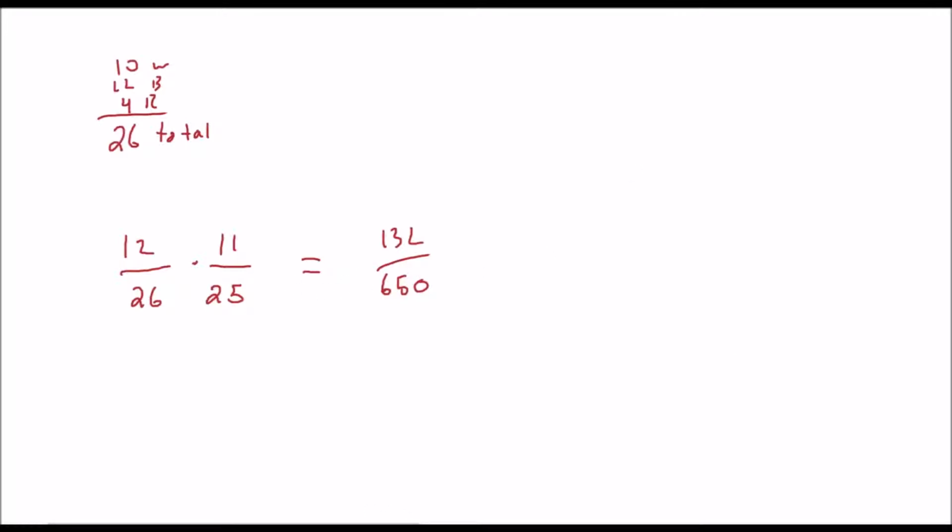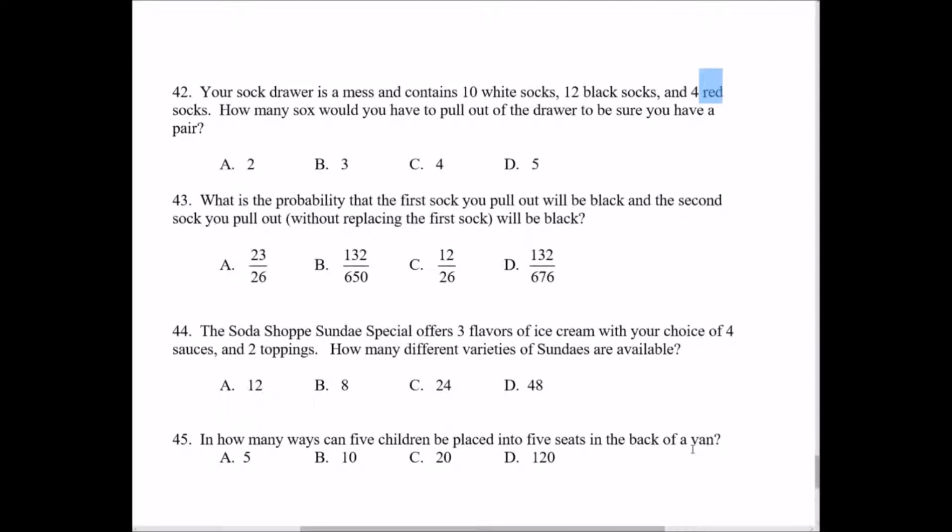Let's switch over on that really quick and just make sure that I'm not steering you the wrong way. That is number 43. B, 132 over 650. We're good. Hopefully you haven't lost faith in me yet. And let's move right on to number 44, the one after 43.